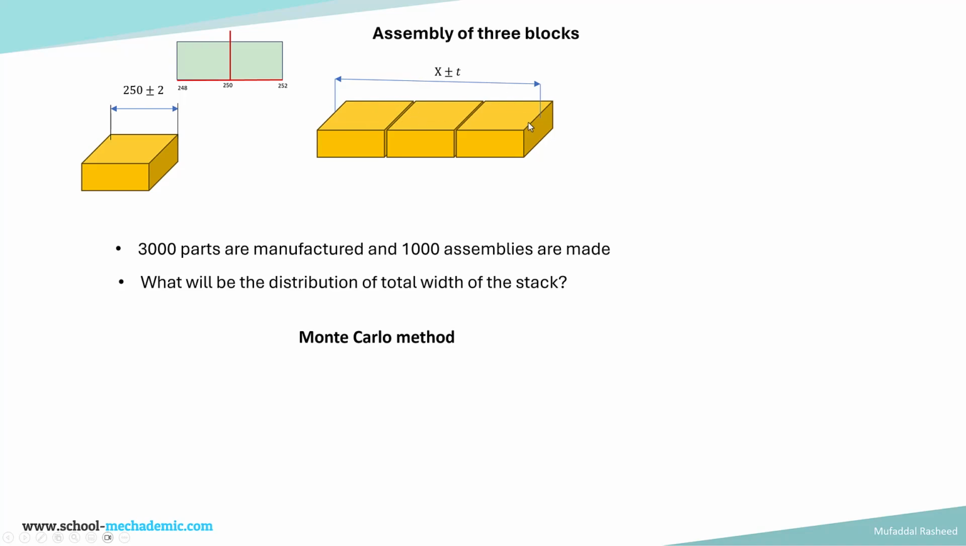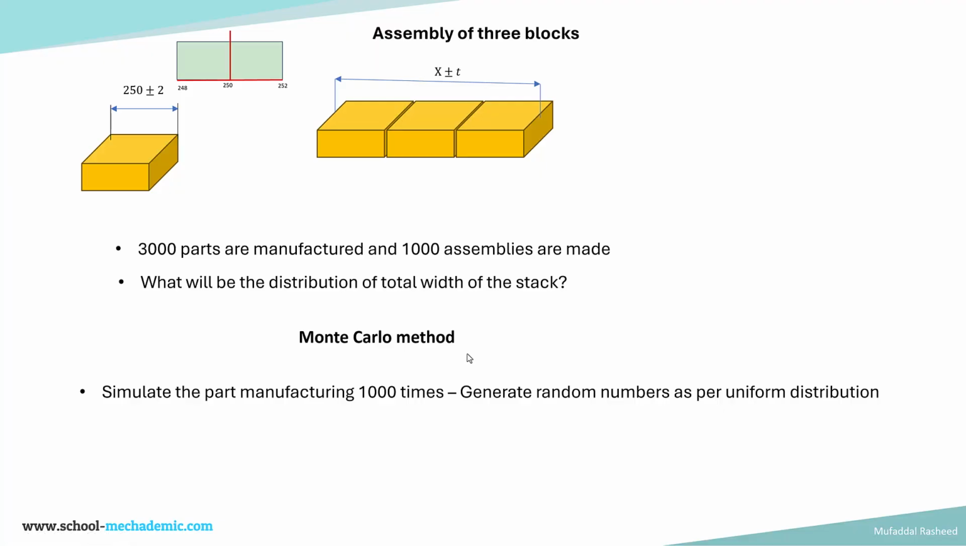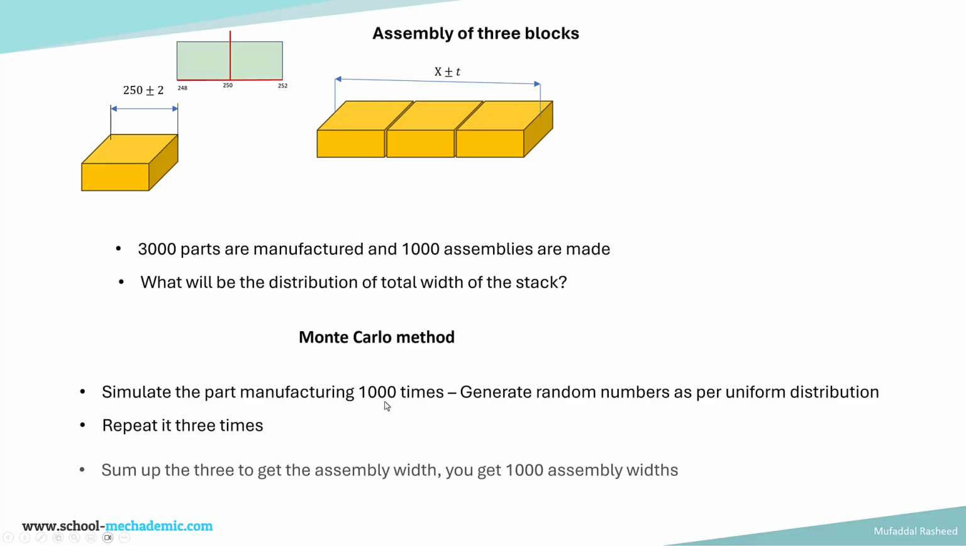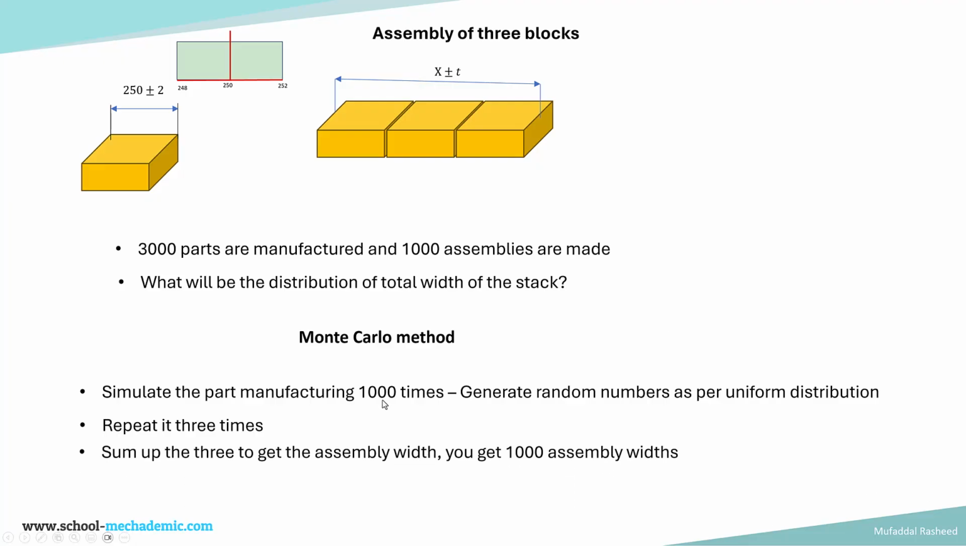But whatever the loop diagram is for any other tolerance stack up analysis, we need to add or subtract based on that. So we are generating 1000 assemblies with 3000 parts, that is 1000, 1000, 1000, and then adding up the 3 and getting another number, which is the addition of all the 3 random numbers. So we are simulating the part manufacturing 1000 times, generating random numbers as per the uniform distribution. Very important, this is as per the uniform distribution, which is shown over here. And then we are repeating it 3 times and then summing up the 3 to get the assembly width. You get 1000 assembly widths.